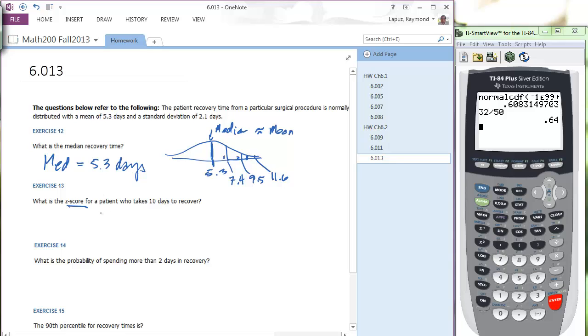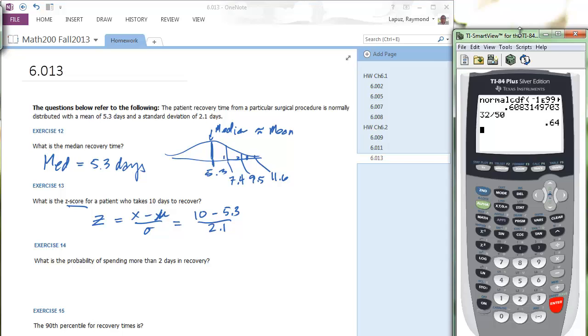We can get the exact value by using a formula for the z-score. The z-score is going to be x minus x bar, or mu, divided by the standard deviation. So if we're looking at 10, our mean is 5.3 and our standard deviation is 2.1. That's just a matter of putting this in our calculator.